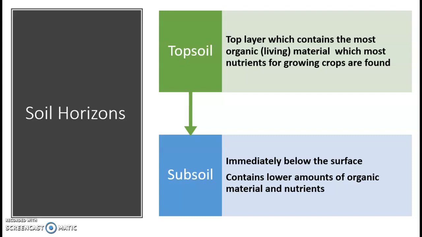That prefix sub refers to something below or in place of. So here we have the subsoil, the soil below. It is found immediately below the surface, and it contains lower amounts of organic material and nutrients, but there are some plants and crops that have root systems long enough that can get down into that subsoil and are actually adapted to pulling out whatever nutrients might be available. You see this with some wheat varieties as well as in desert ecosystems.